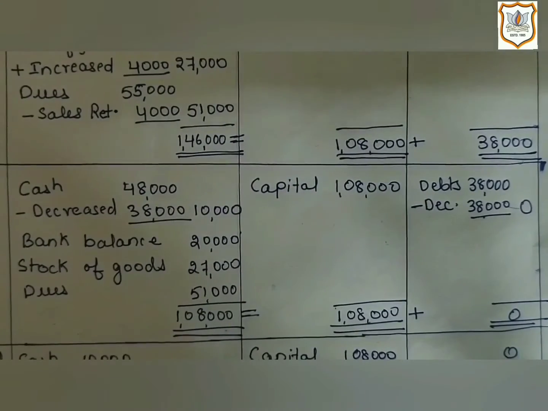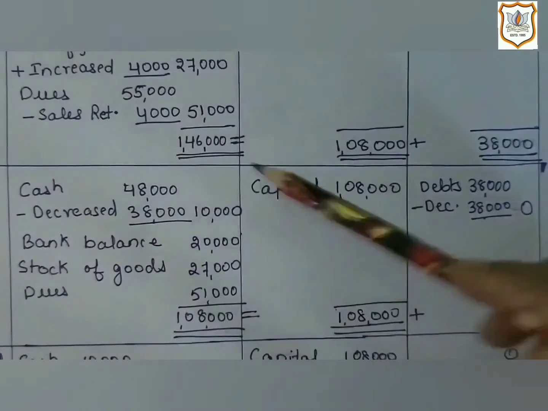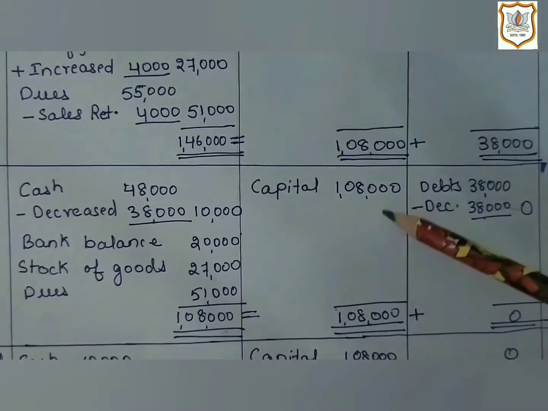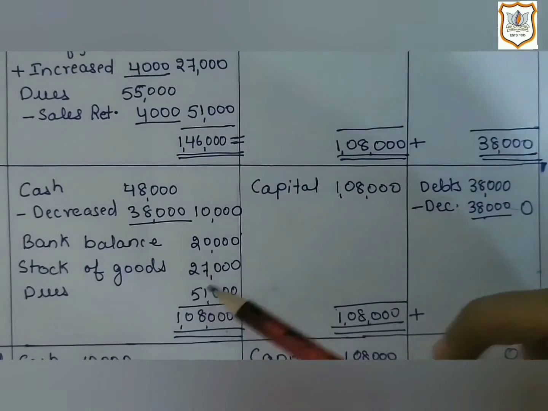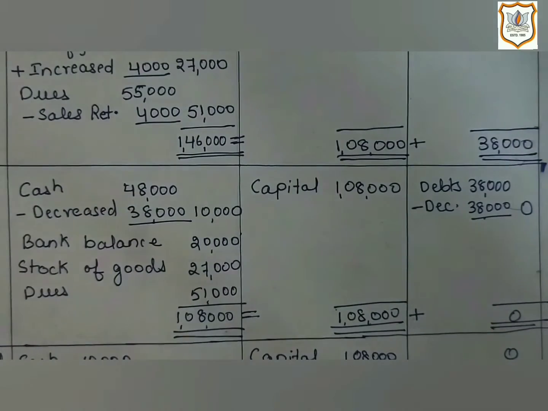So again, due to this transaction, our accounting equation is satisfied. Here on asset side we have 1,08,000 and total of capital plus liability is also 1,08,000. So asset is equal to capital plus liability. Our accounting equation is satisfied.